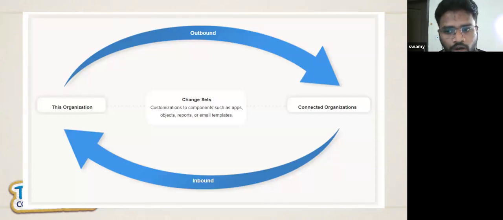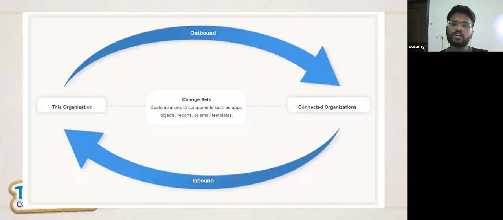Suppose I'm in dev org 1 and I have to send my customization to UAT. What I have to do is create an outbound change set from dev org 1, and then that outbound change set will be sent through the connection to the QA sandbox.